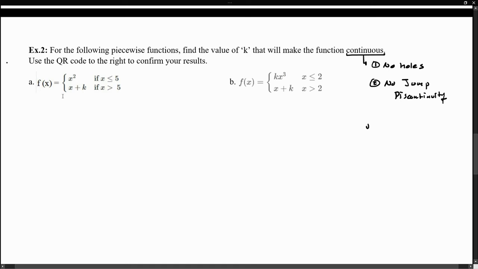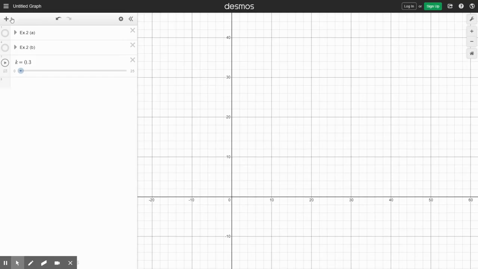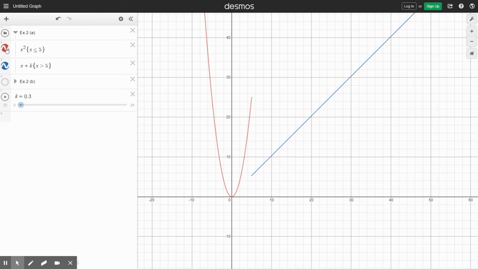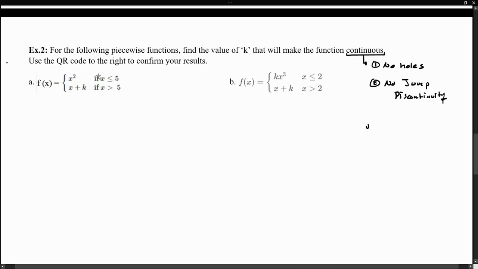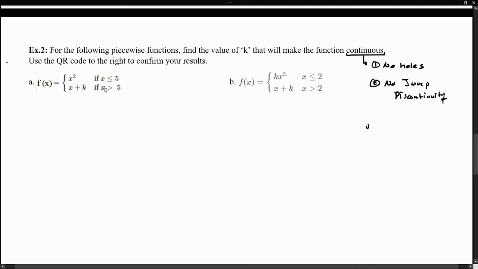So how do we accomplish that? Well, let's actually visualize what's going to happen here. So let's go to our Desmos activity. Here we have our first function, the function that we're discussing. Notice that this red graph is a function of x squared, where x is less than or equal to 5. That's the first line of my piecewise function. And x plus k, where x is greater than 5, that's the second line of my piecewise function.